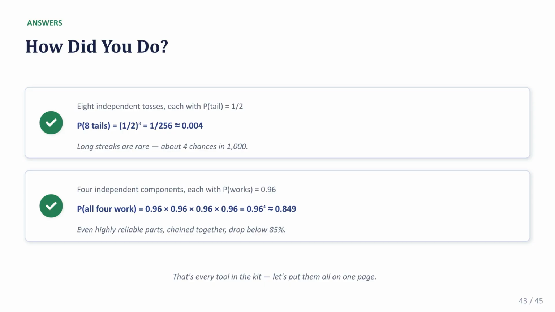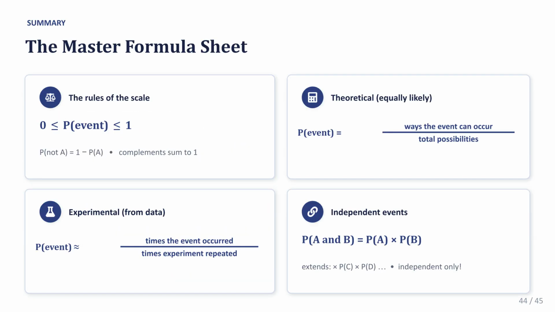You have now completed the entire probability toolkit. Here is the master summary. We have the 0 to 1 scale in complements. We have theoretical probability for equally likely outcomes, and experimental probability for data-driven estimation. Finally, we have the multiplication law for combining independent events. These 4 concepts form the backbone of probability theory. Screenshot this page for your records.